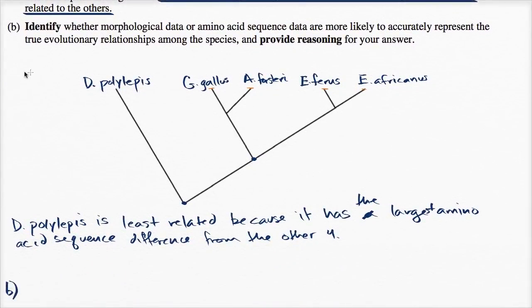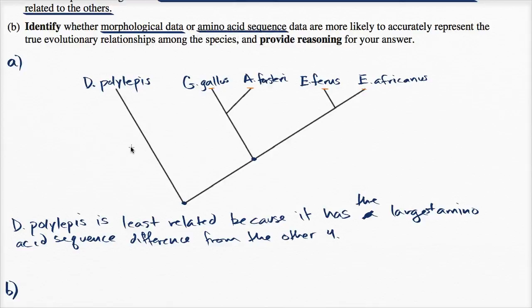So that was part A. Let me label that. That was part A. Now part B. Identify whether morphological data or amino acid sequence data are more likely to accurately represent the true evolutionary relationships among the species, and provide reasoning for your answer. So morphological data, this is looking at the morphology of the different species. And you could say, okay, what's the shape of their backbone, or their different bones, or the shape of different parts of their body. While amino acid sequence, you're looking at how their proteins are actually made up.